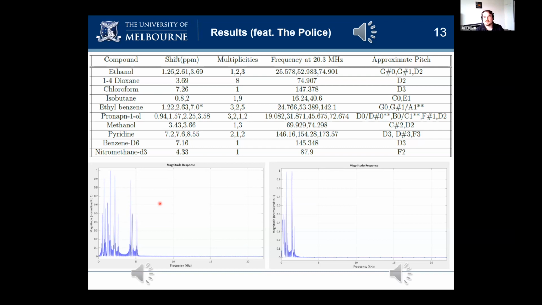I'll have to check if there's any Police fans in the audience. Might need to change the song in later times to appeal to the audience.